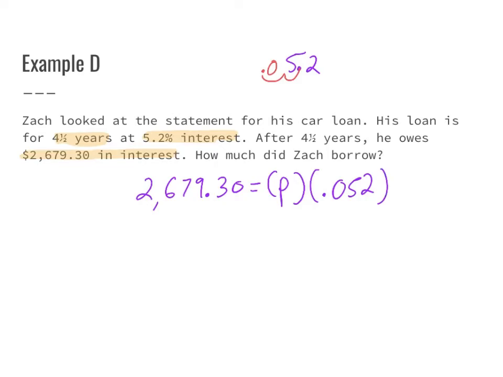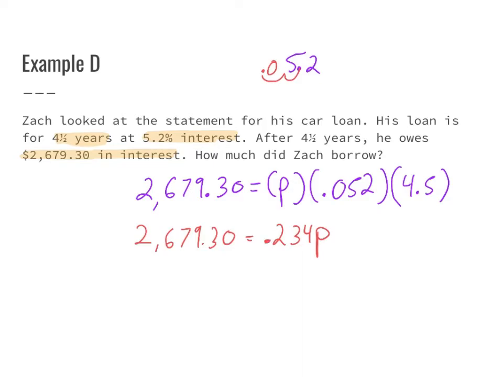And we know that our time is 4.5 years, but again, I can't put the half in there, so I know a half is 5, so 4.5. So now that I have everything, I'm going to multiply my 4.5 times my 0.052. That's going to give me 2,679 on one side, and then 0.234p on the other side. Remember that I have my decimal there.